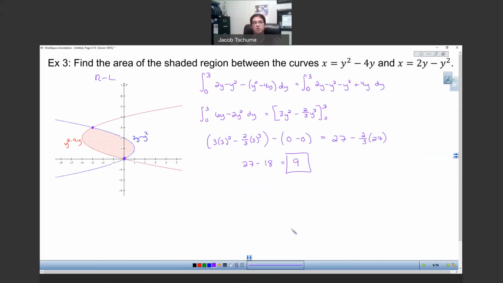So once again, if you're doing functions of y, it's right minus left, but you have to do your parameters in terms of y's.